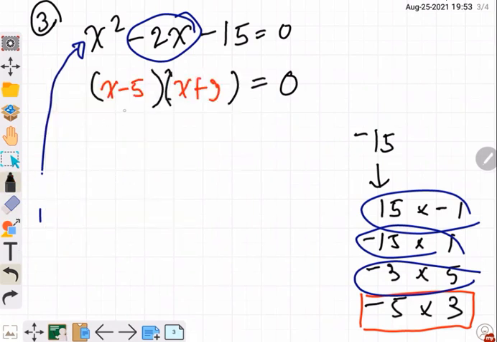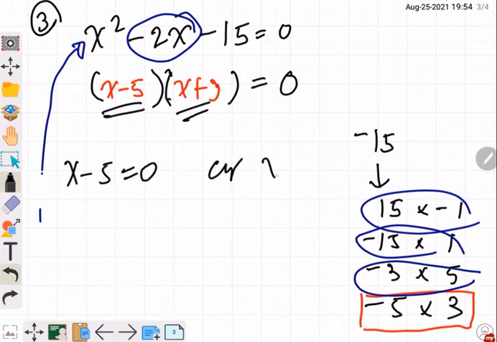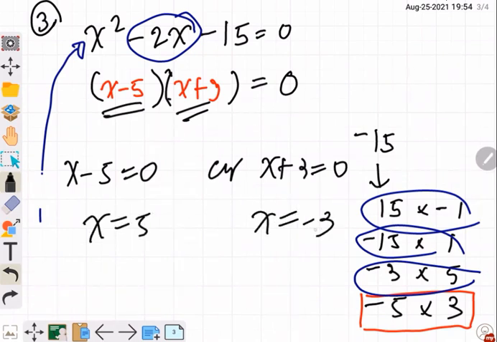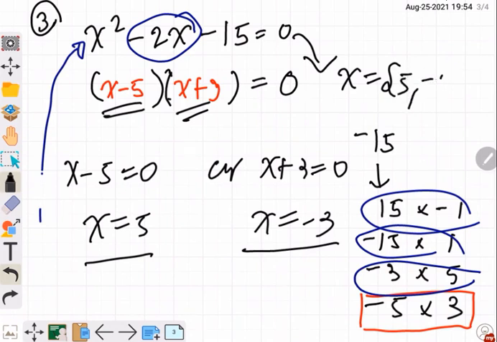This is our A, and this is our B. So in the zero product property, A times B equals 0. If A times B equals 0, then A equals 0 or B equals 0. So this one becomes x minus 5 equals 0 or x plus 3 equals 0. So that gives us x equals 5, x equals negative 3. That gives us the solution for this equation, which is x equals 5 and negative 3.